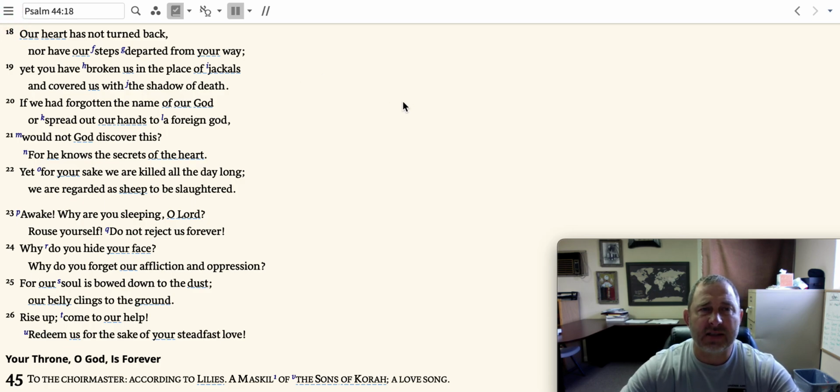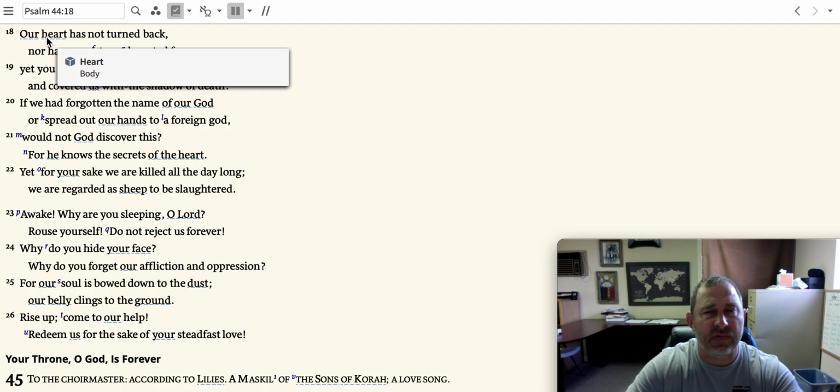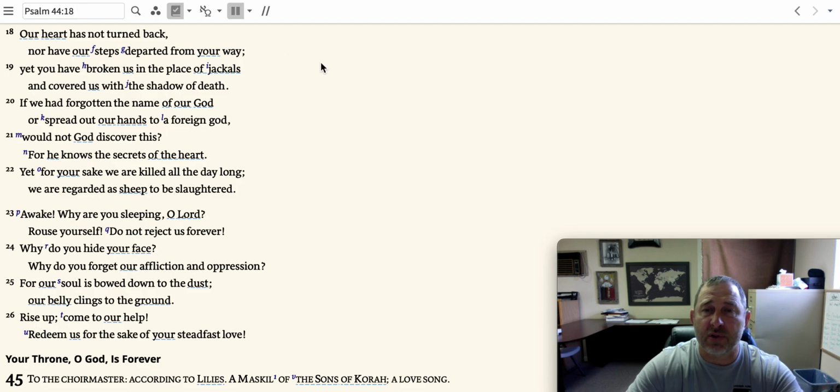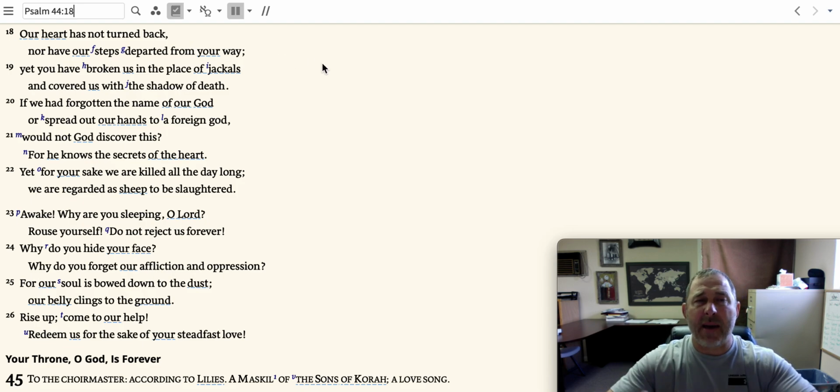Our heart has not turned back, nor have our steps departed from your way. So where's the synecdoche? Where is the part? Where is the substitution, the representation here? Well, we have actually two. Our heart, what is heart representing? What is it substituted for? Really, it's being substituted for the whole of that person. Our heart, everything about me does not turn back, nor have our steps.